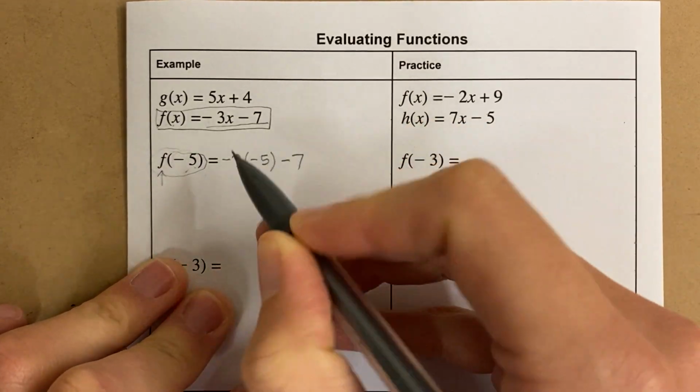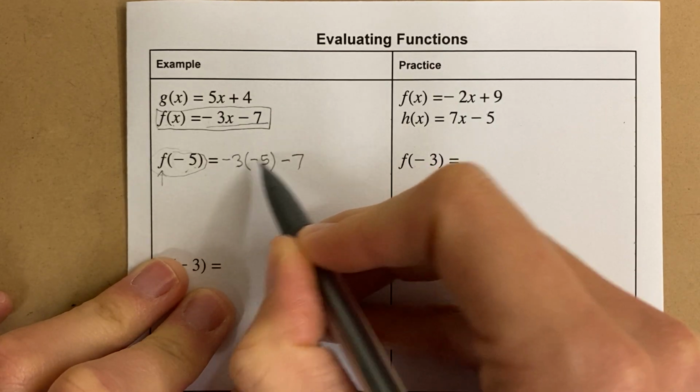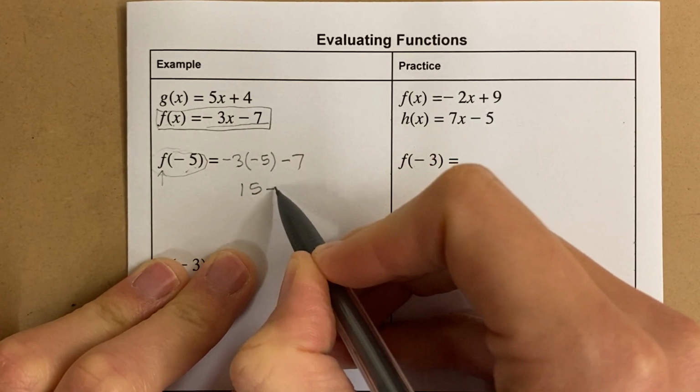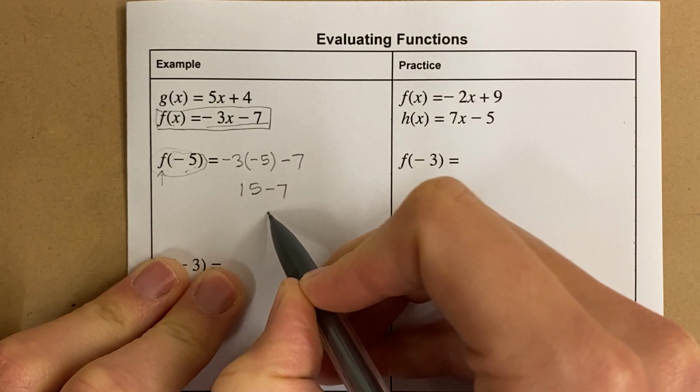And then I'm going to just do the math here. Negative times negative is positive. 3 times 5 is 15. 15 minus 7 is 8.